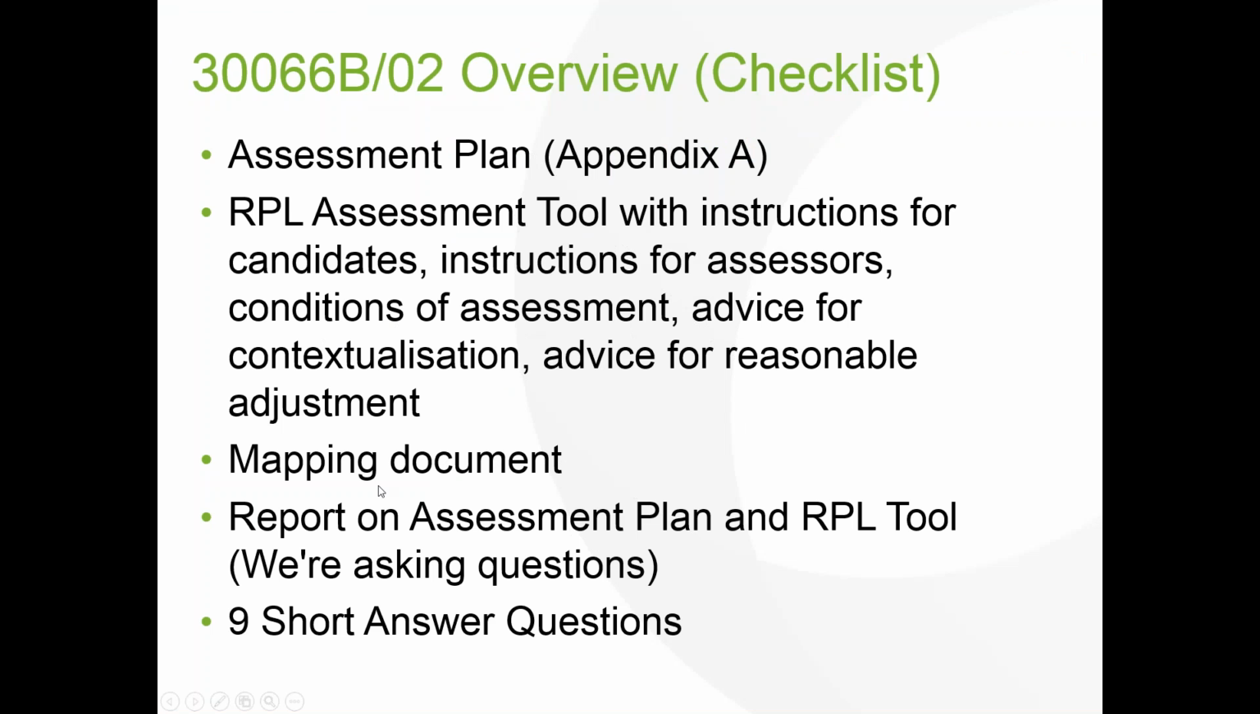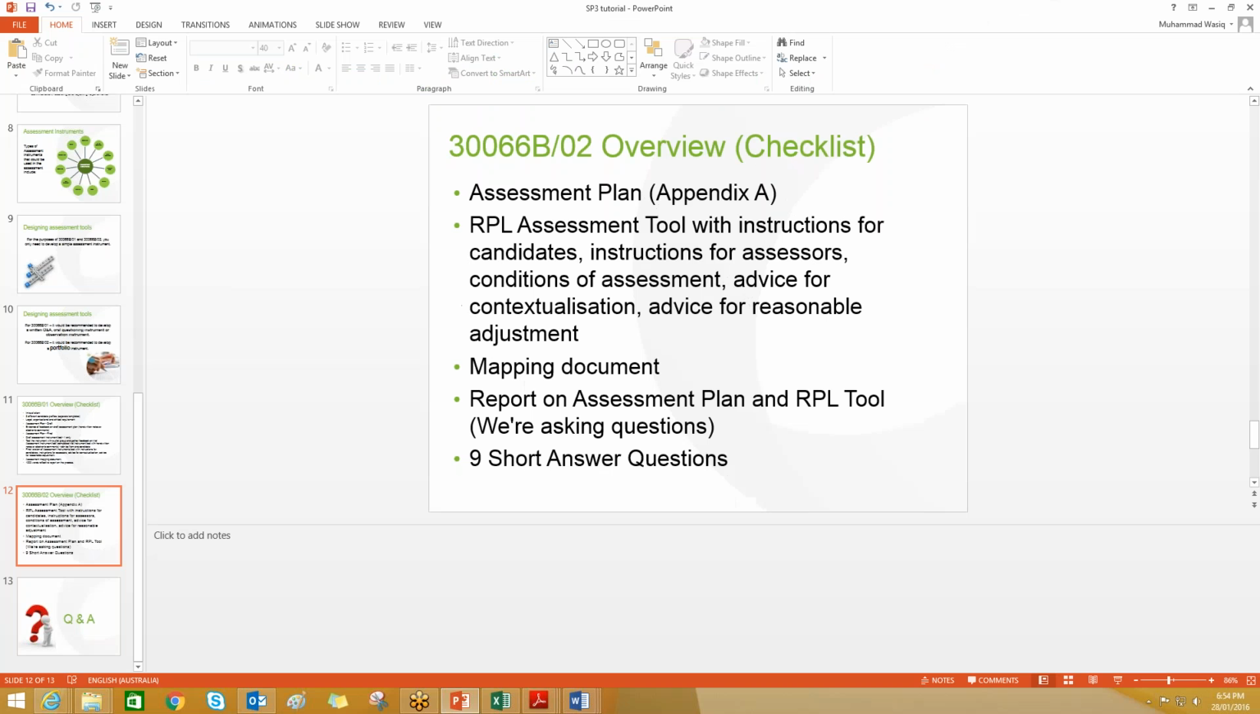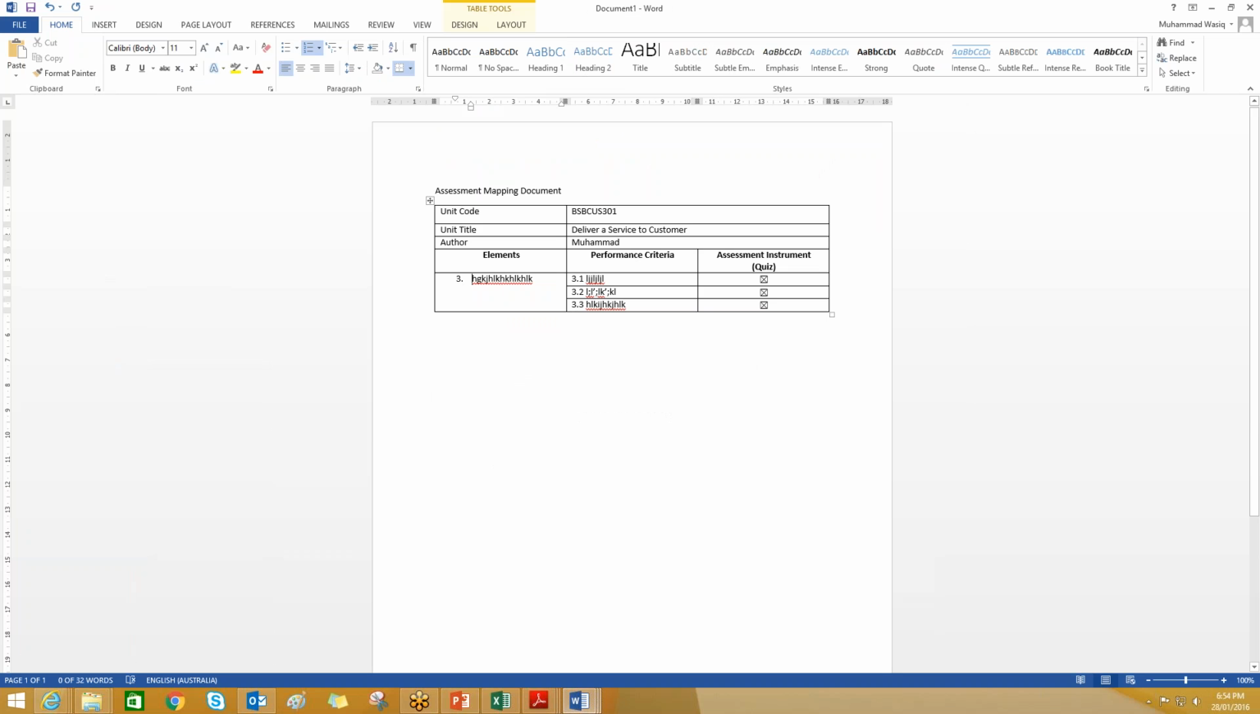Then for mapping documents, this time it's easy. Again, you have this mapping document, which I showed you before, but this time write all elements, all performance criteria, required skills, performance evidence, everything. Instead of now in assessment instrument, you would write portfolio checklist and you would tick all boxes and done.